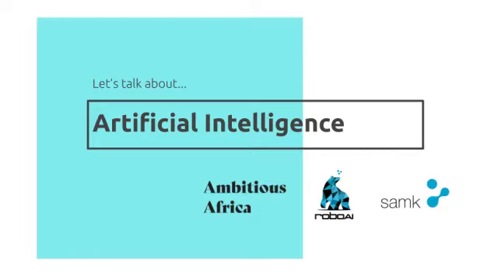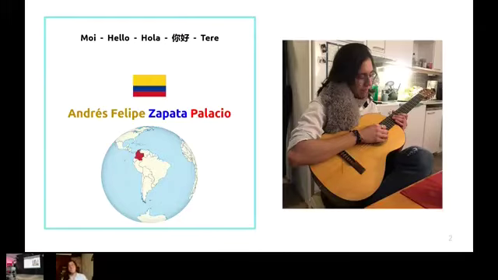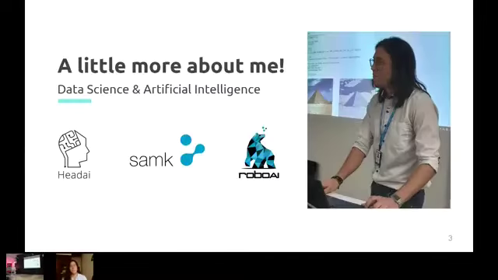So let's talk about artificial intelligence. My name is Andres Felipe Zapata Palacio. Right now, I'm connecting from Colombia, and I would describe myself as a professional that is motivated by projects that generate impact over communities and over quality of life of people. But which is the way? Of course, through technology and through education.